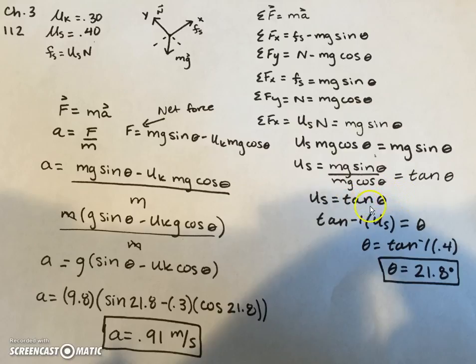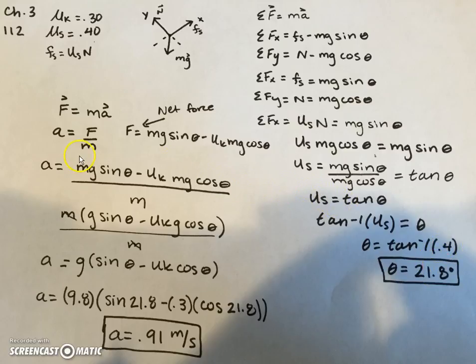So to find the angle, you take tangent negative 1, or inverse tangent, of the coefficient of static friction, which is equal to theta. And when you plug the coefficient of static friction in, which is 0.4, you get 21.8 degrees.